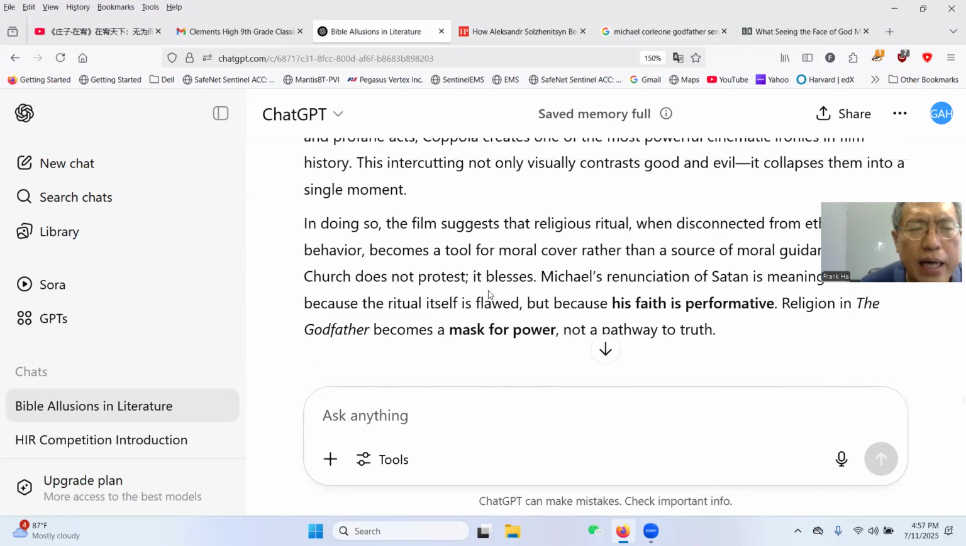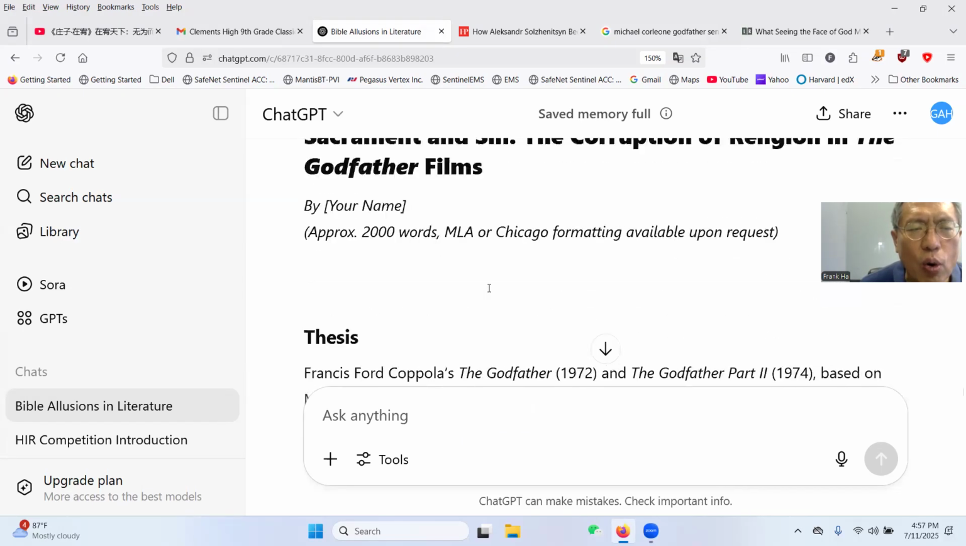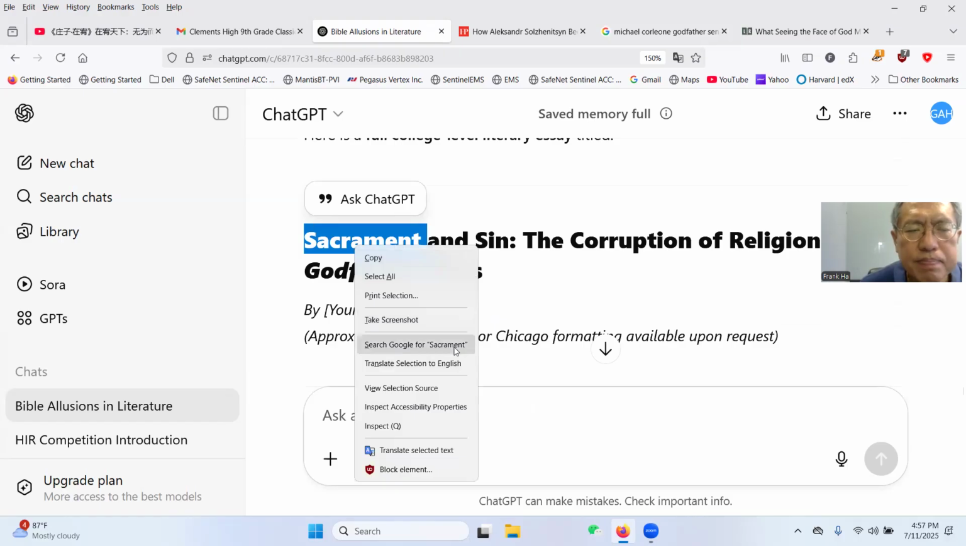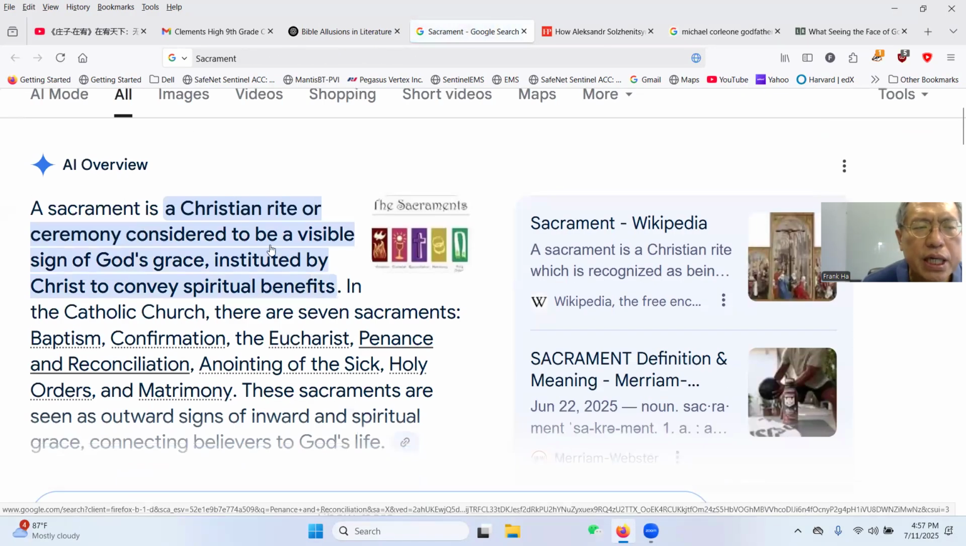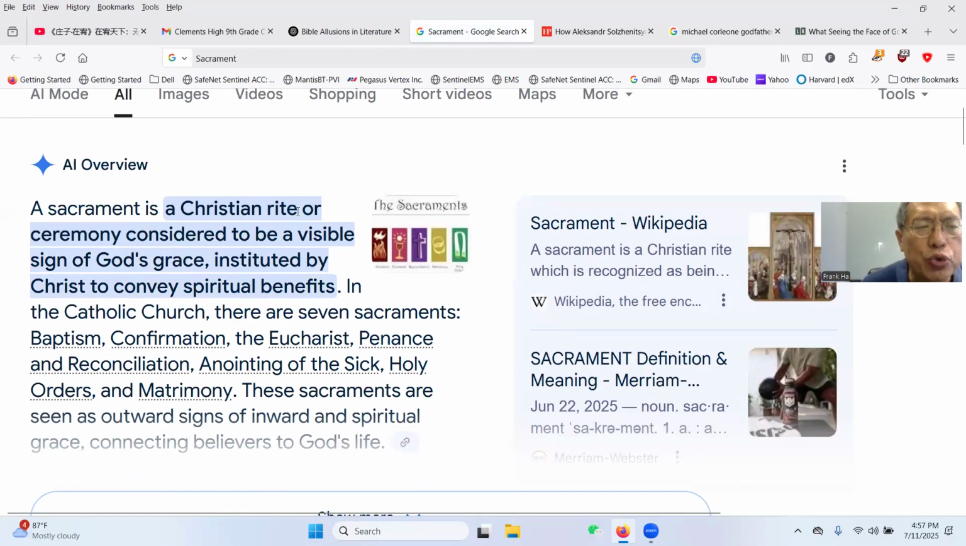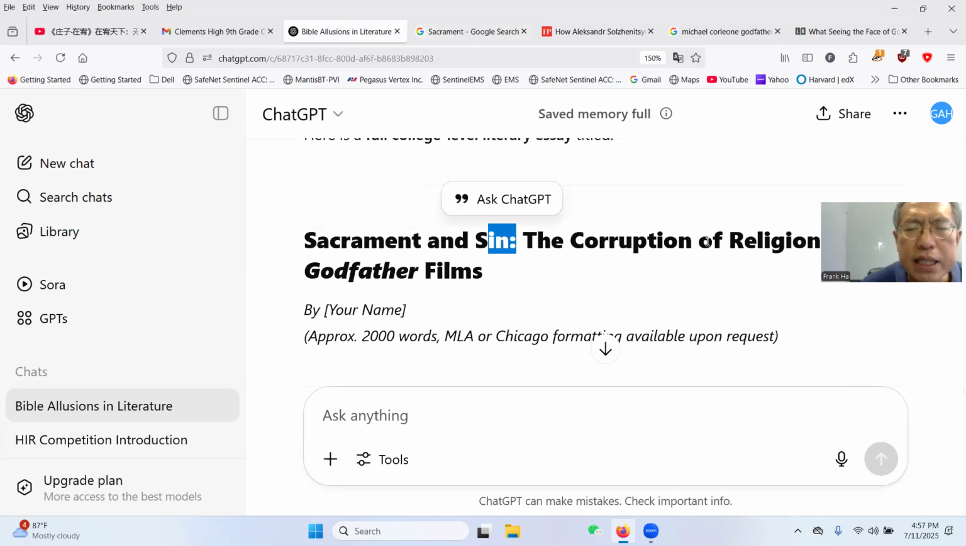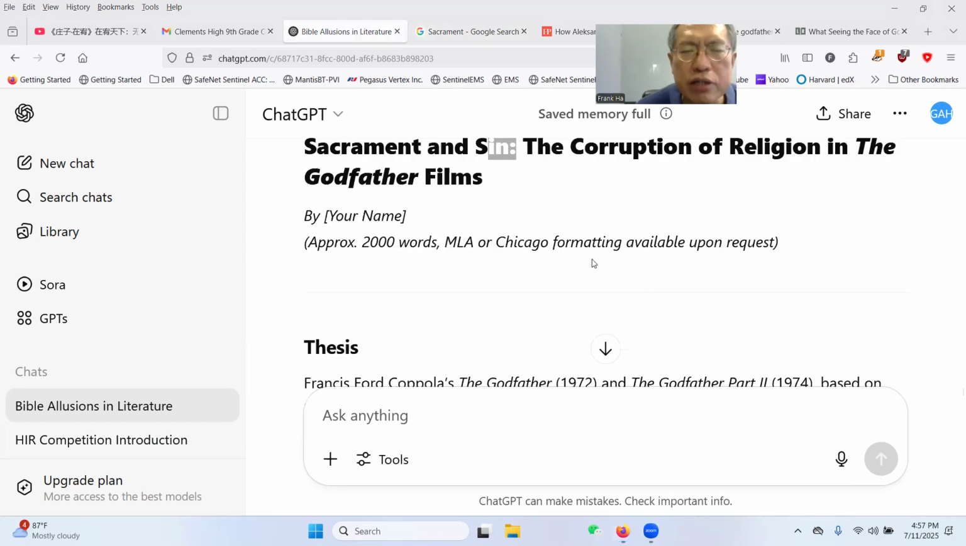And I didn't even use the word sacrament. What's that? A Christian ritual, rite, or ceremony considered to be a visible sign of God's grace, God's free gift, a spiritual benefit. I hope you have seen the corruption of religion in the Godfather film.